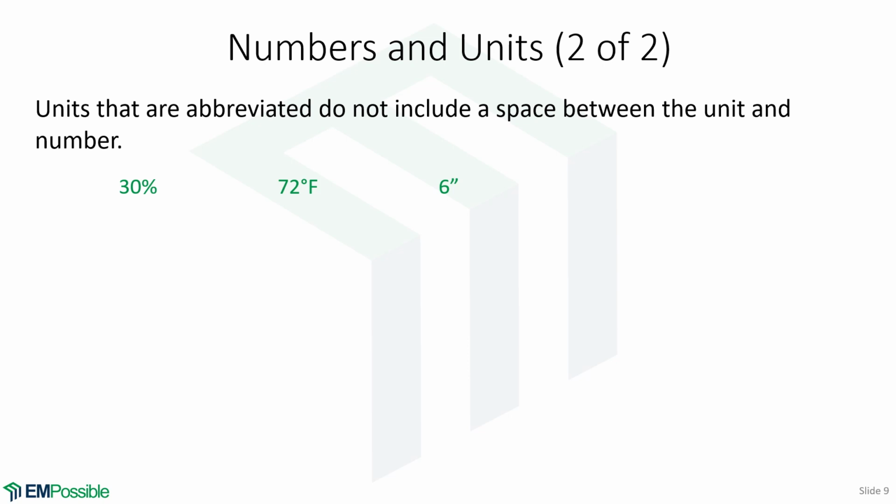Now, sometimes the units are actual abbreviations, and here's an exception where we don't put a space between the number and the unit. I have three examples here. One is percentage. There's never a space between the number and the percent sign. Temperature. There is no space between the number and the degrees F. Or 6 inches. There's also another notation where a single apostrophe will be 6 feet. That is an abbreviation for feet or inches, so there is no space.